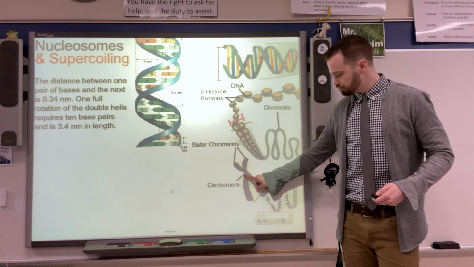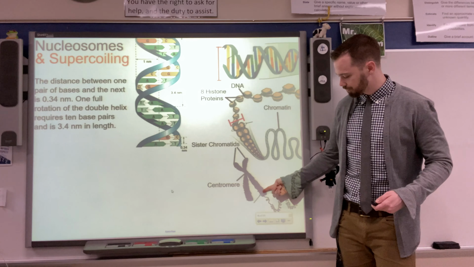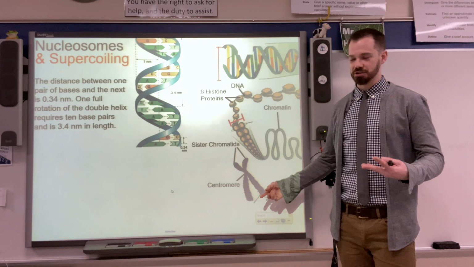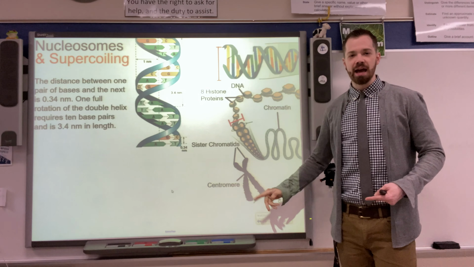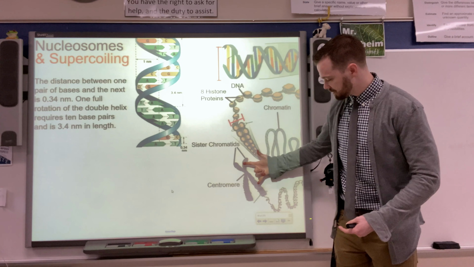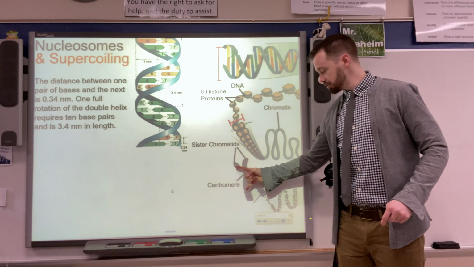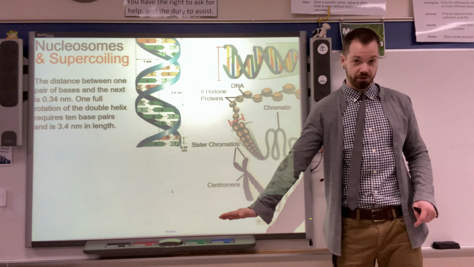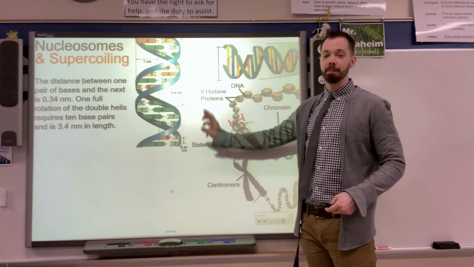So there's actually 2 strands of DNA here. They are identical to one another, but one strand is on the right and its identical sister is on the left. They are connected by a centromere, and if we were to go through cell division, mitosis, one of these strands would be ripped off and sent to one cell, and the other strand would be ripped off and sent to the other cell.